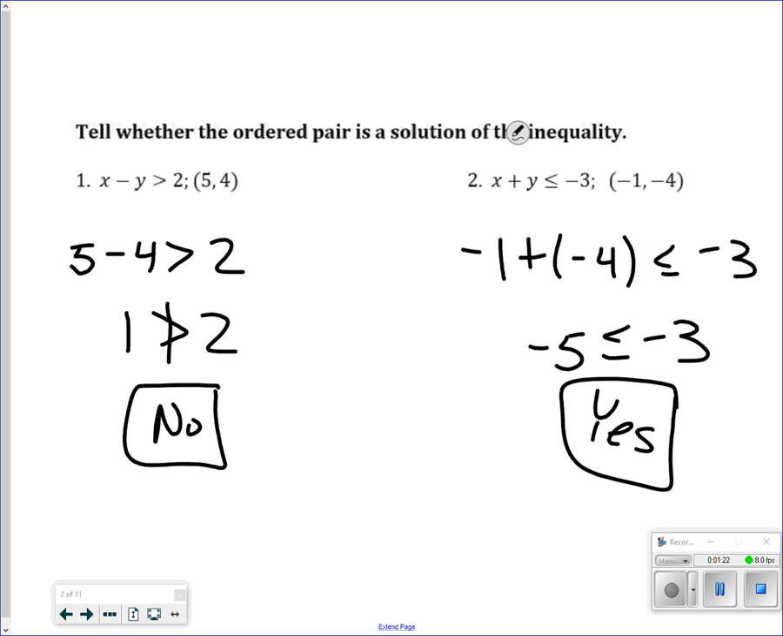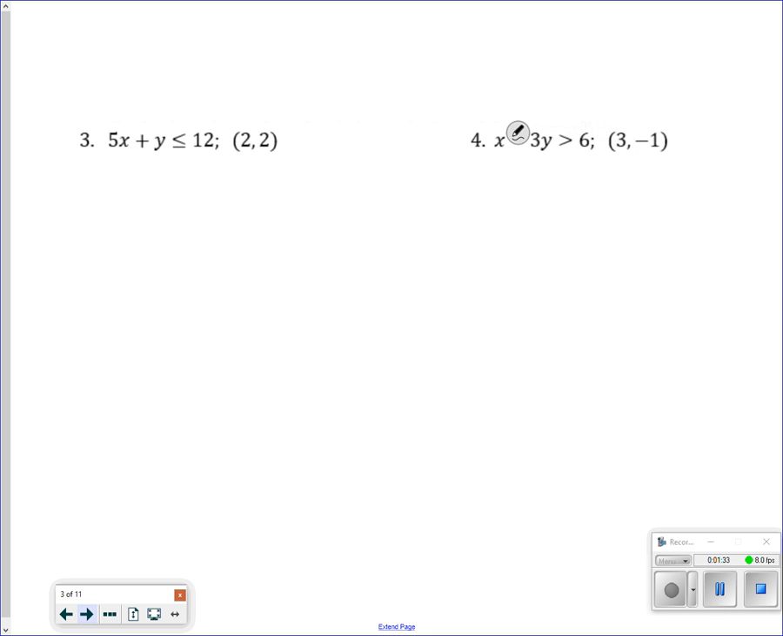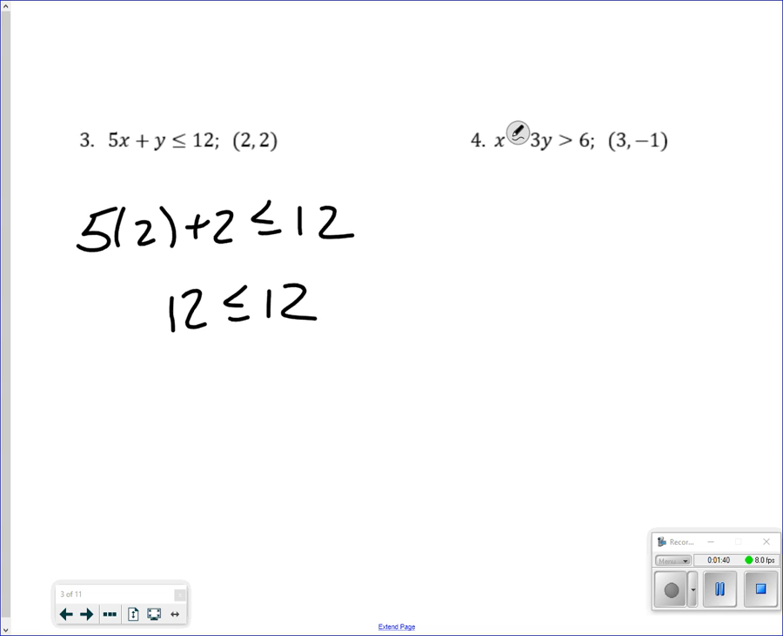Now, I know for my class, you do have to show your work. You do have to show me you're going to put 5 in for x and 4 in for y. You can't just write no on this. Next one, same thing. We're going to put 2 in for x and 2 in for y. And so, yes, 12 is less than or equal to 12.